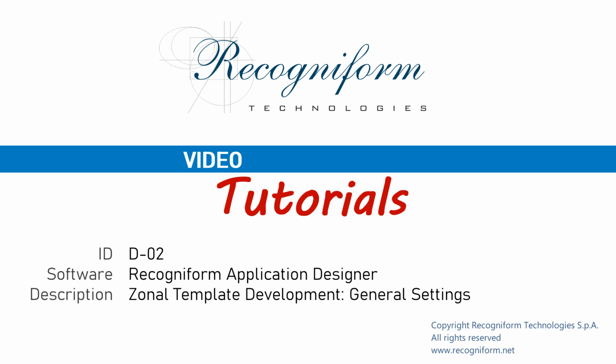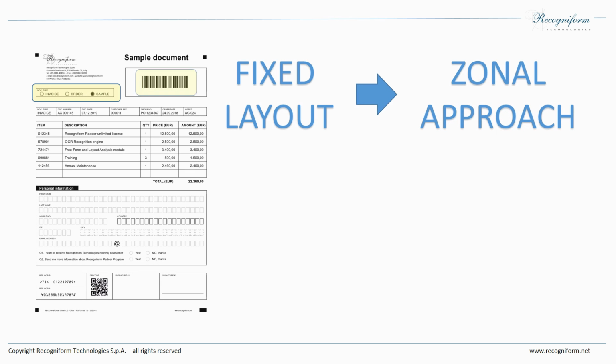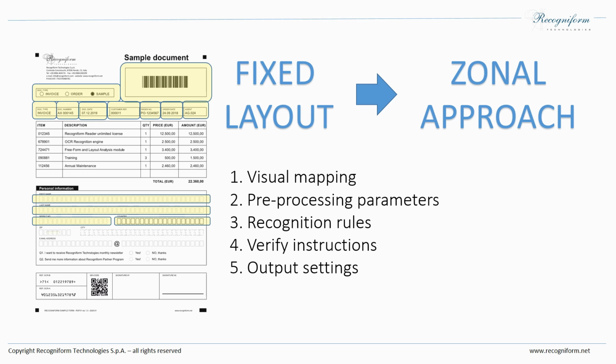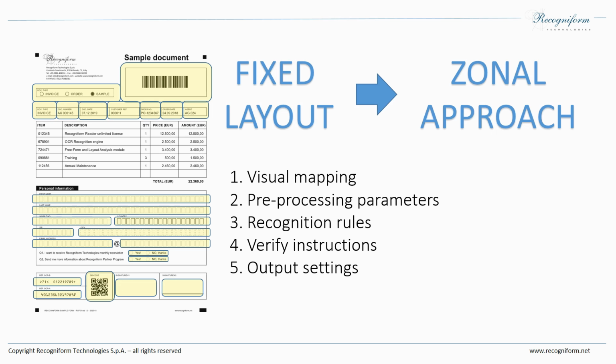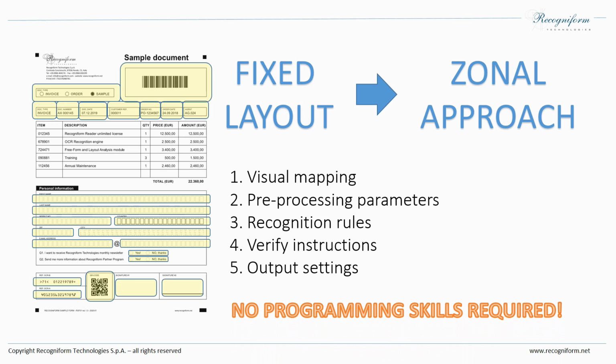If you need to process a document with a fixed layout, your template will be developed with a zonal approach. This means that you will map the fields to be recognized, defining, for each of them, the set of pre-processing, recognition, verification, and output instructions. Zonal template development is very easy. Form's visual mapping is simple and user-friendly, and low-complexity configurations may be developed in just a few minutes, even by users with no software programming skills.